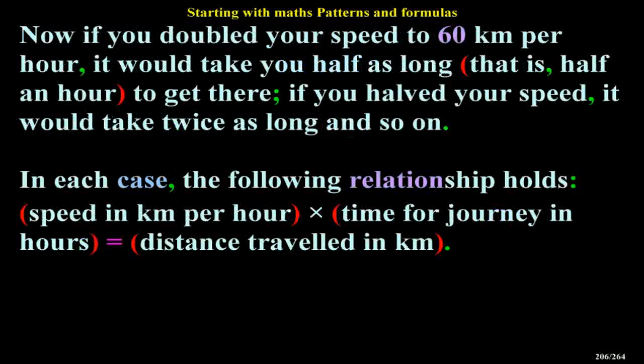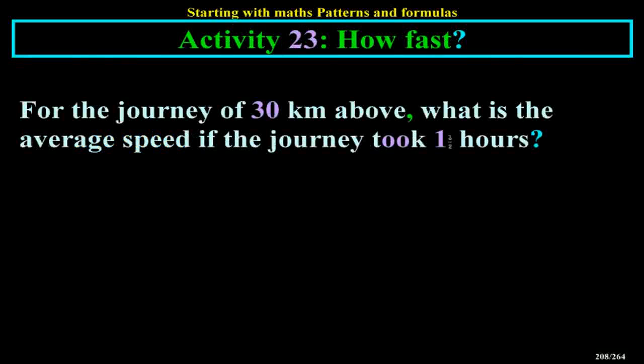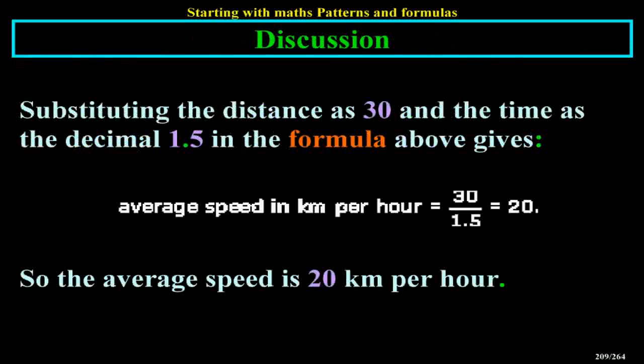In each case, the following relationship holds: speed in km per hour × time for journey in hours = distance traveled in km. This shows that for a given distance, speed and time are inversely proportional to each other. This formula can also be written as shown. Activity 23. How fast? For the journey of 30 kilometers above, what is the average speed if the journey took 1.5 hours? Discussion. Substituting the distance as 30 and the time as the decimal 1.5 in the formula above gives the answer. So the average speed is 20 kilometers per hour.